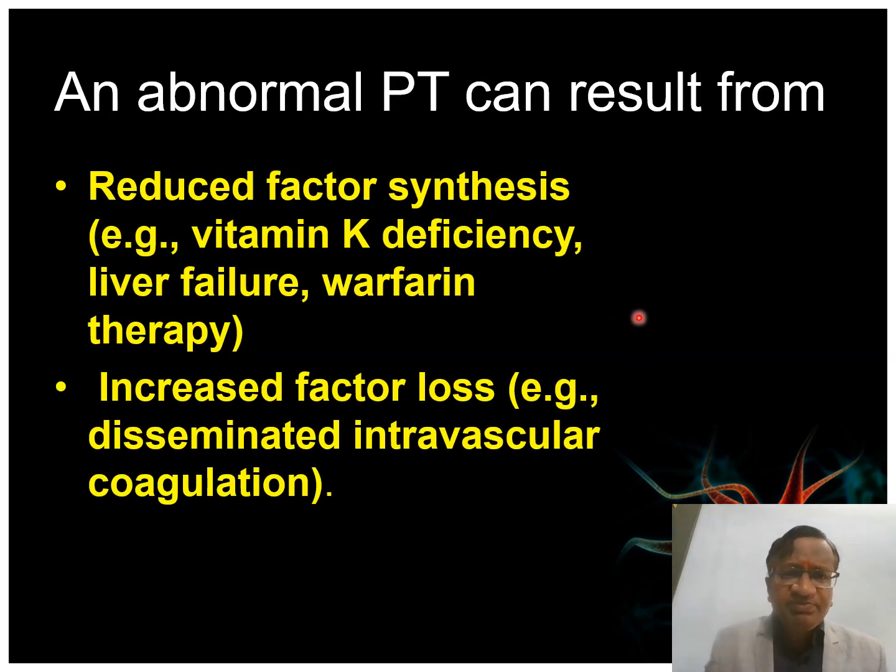An abnormal prothrombin time, see here, there are two things: the factor is not synthesized, or there is a factor loss. When does factor synthesis decrease? Vitamin K deficiency, liver failure, because the liver is producing prothrombin, and warfarin therapy. Vitamin K is gone with warfarin. Increased factor loss is DIC. So that is what is important here. Vitamin K deficiency, liver failure, warfarin reduce factor synthesis. Increased factor loss is DIC.